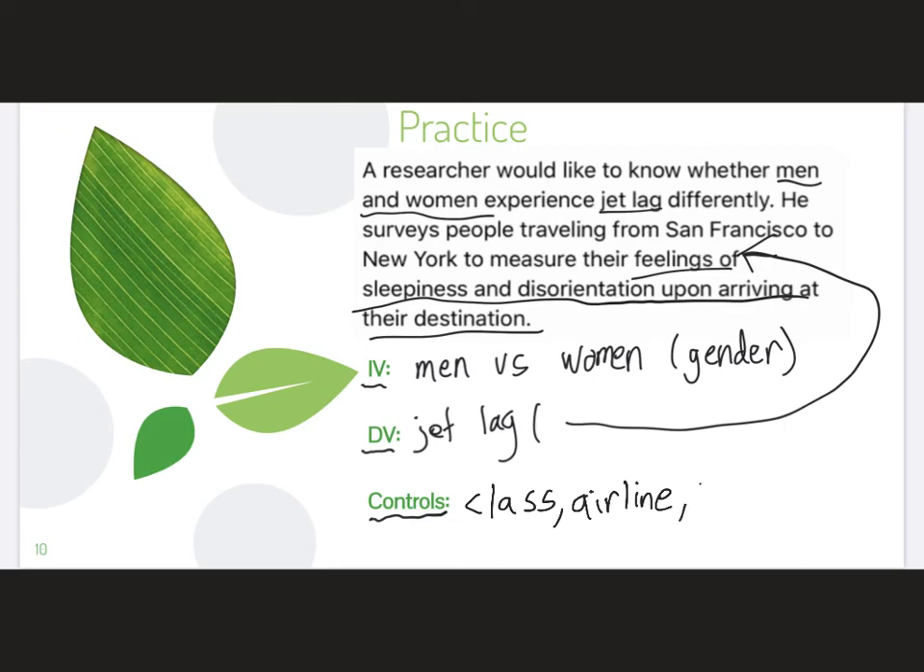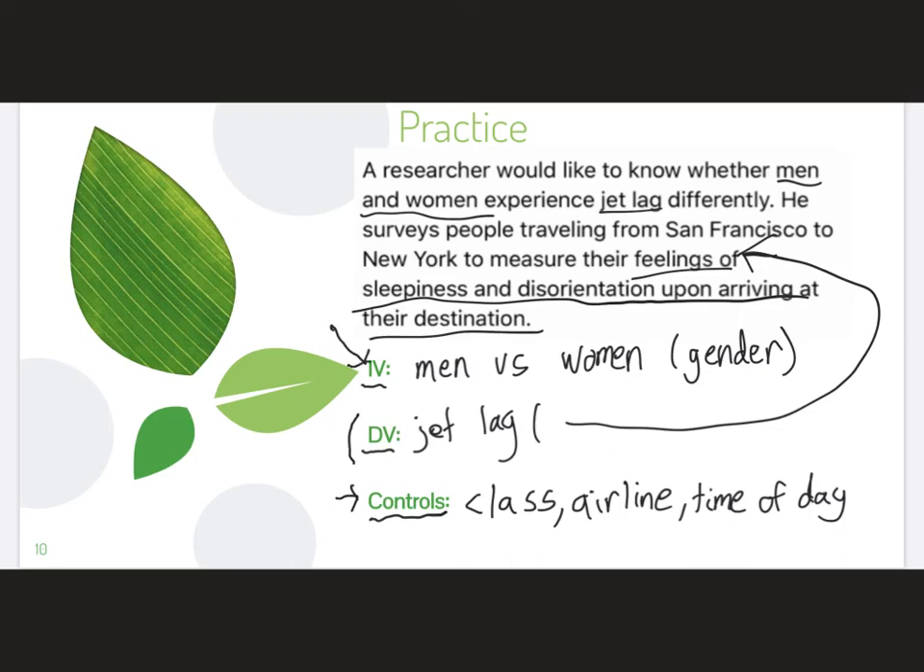We'd probably want to control for the time of day that they were flying. You know, if some were flying in the morning and some were flying at night, that might make a difference. And there's other variables that you could definitely think of for controls too, but these are just a few examples. Remember, the point of the control variables is to make sure that the reason the dependent variable has changed is only because of the independent variable and not any other factors.